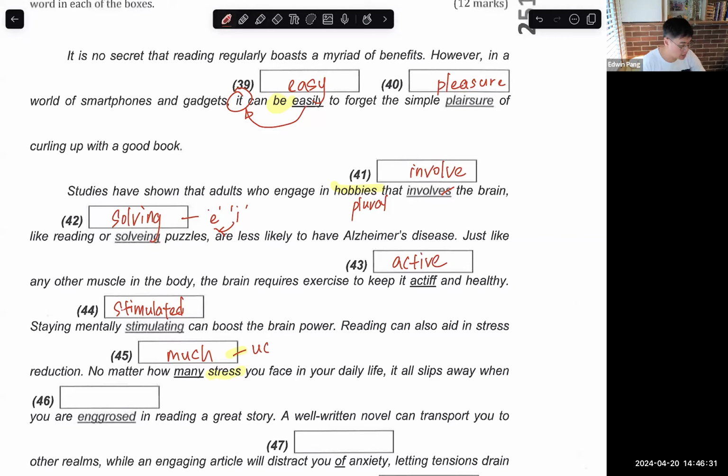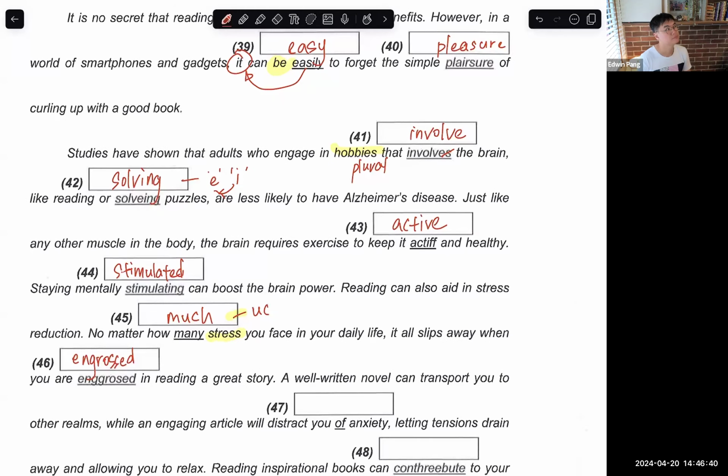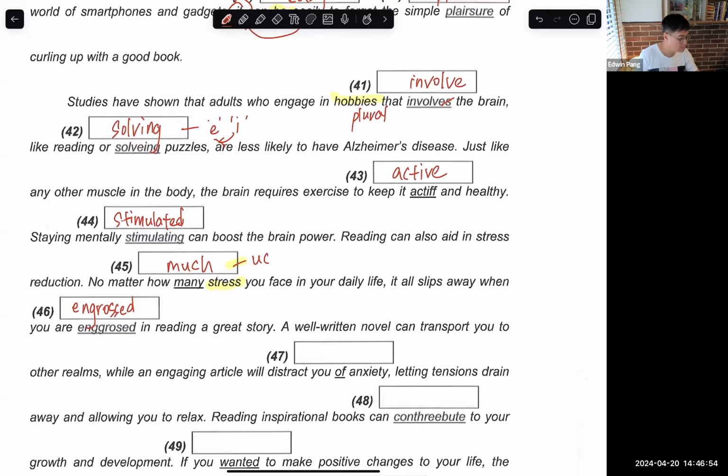Engrossed is spelled E-N-G-R-O-S-S-E-D. Double S, no double G. If you think about it, I don't think there are any words in English that have double G except exaggerated. There are very few words with double G. Exaggerated does though. Right, next.